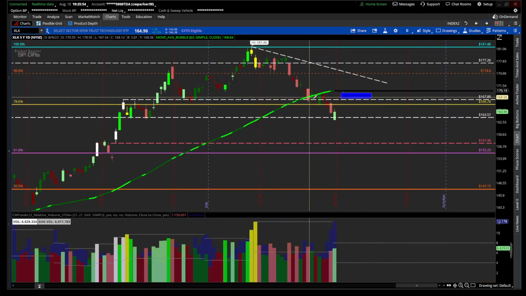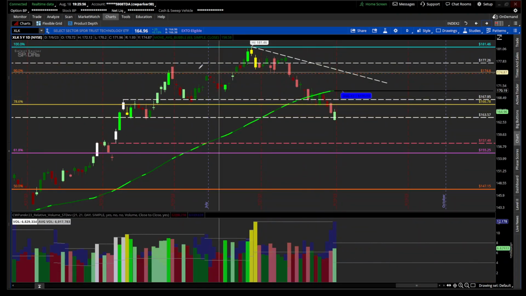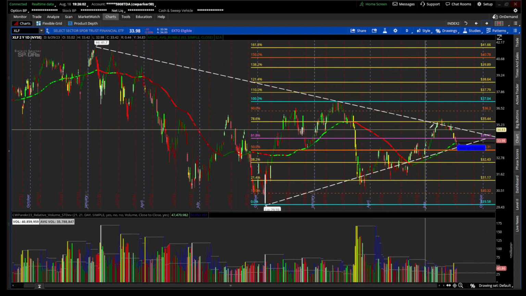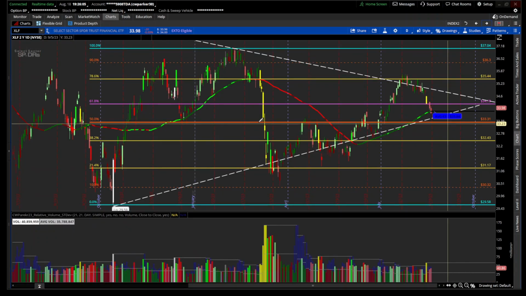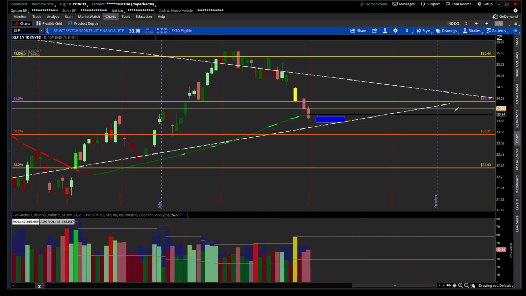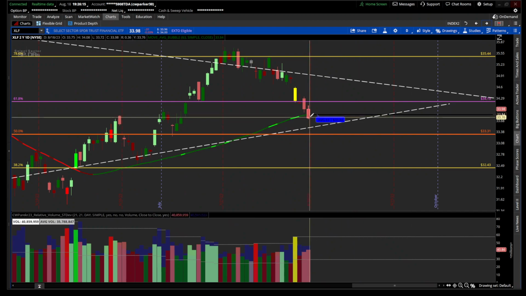XLK, same situations below that. Well, we already looked at XLK. XLF, you can see how it's kind of trading within this triangle right here, almost like an ascending triangle. But it's crossing below its quarterly average as well.